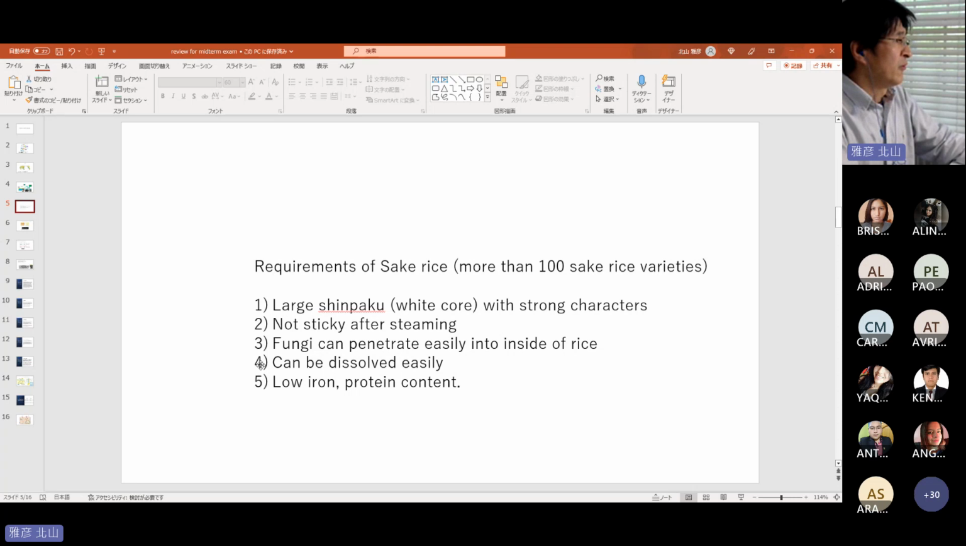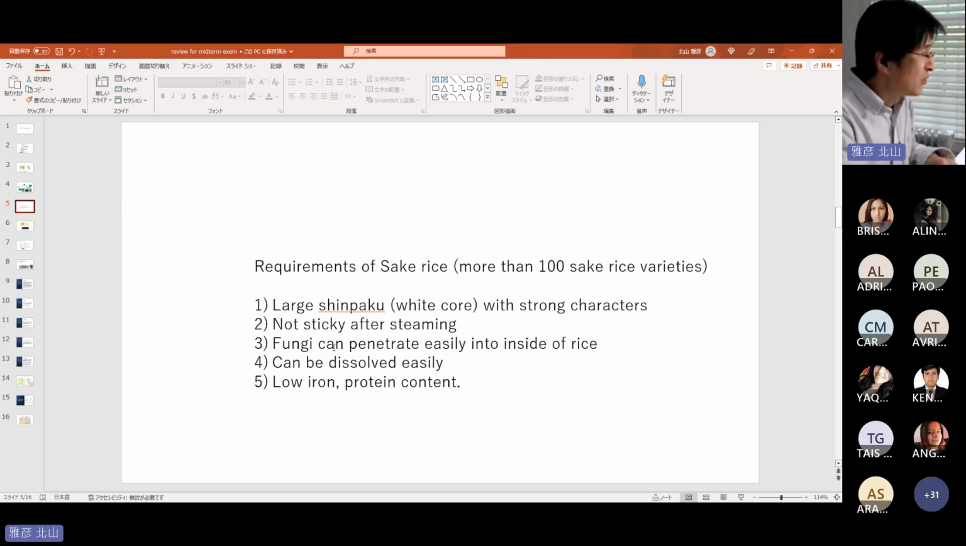And the 4th requirement of sake rice is that the rice can be dissolved easily. The last requirement of sake rice is low iron and low protein content. So sake rice shouldn't have much iron and protein.